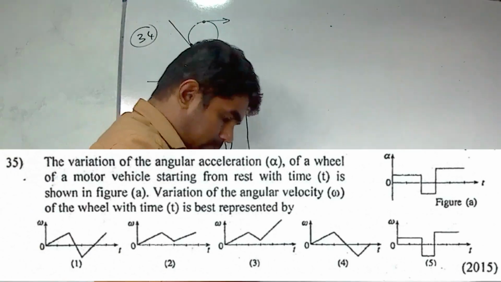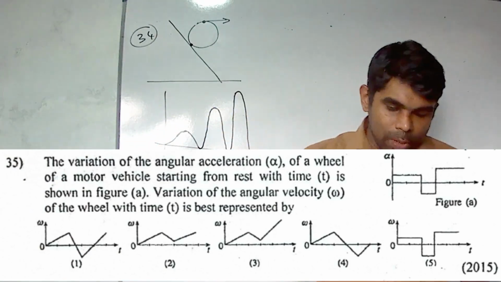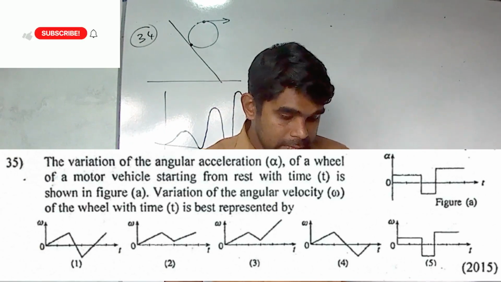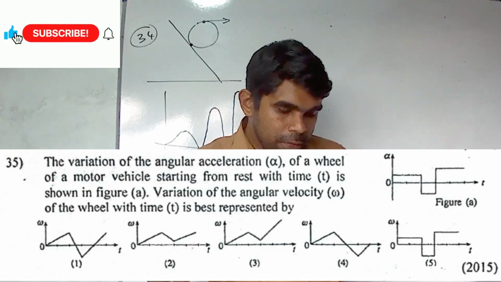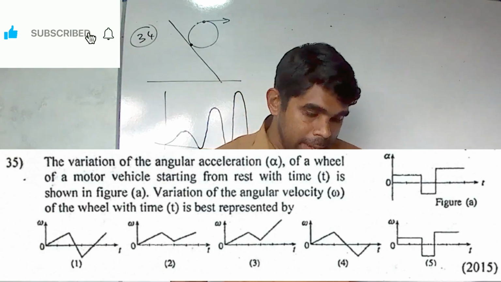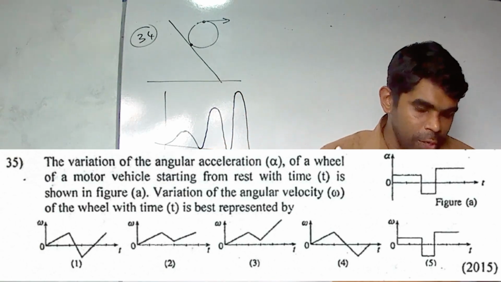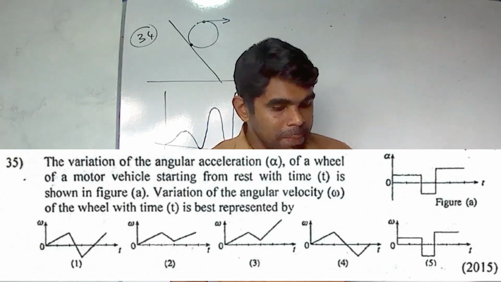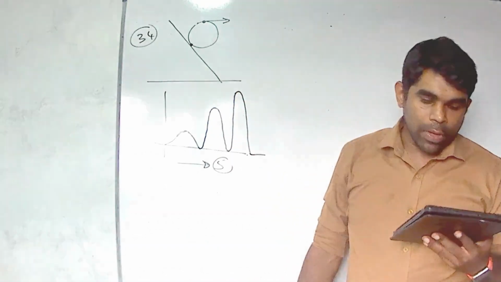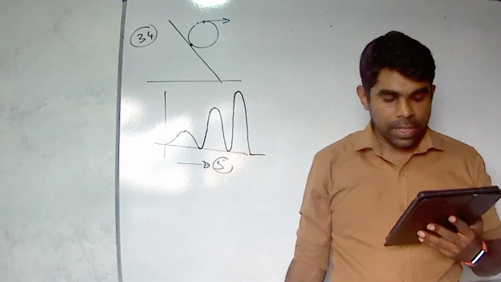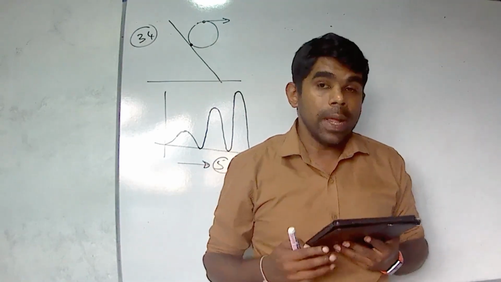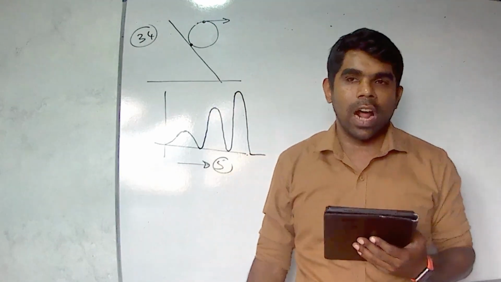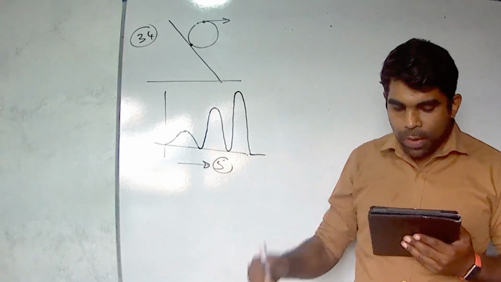Then 35. The variation of the angular acceleration alpha of the wheel of a motor vehicle starting from rest with time t is shown in figure A. Variation of the angular velocity omega of the wheel with time t is best represented by? They have given the angular acceleration graph. We have to find the angular velocity graph.